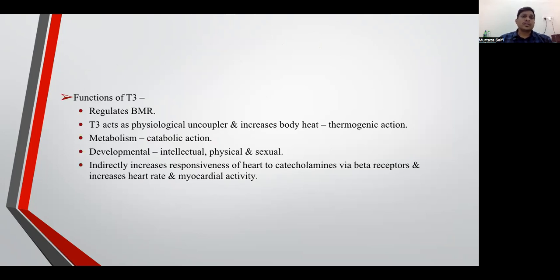The functions of T3: it regulates BMR. T3 acts as a physiological uncoupler and increases body heat, the thermogenic action; the metabolism, catabolic action; and developmental, intellectual, physical, and sexual development. Indirectly, it increases the responsiveness of the heart to catecholamines via beta receptors and increases heart rate and myocardial activity.